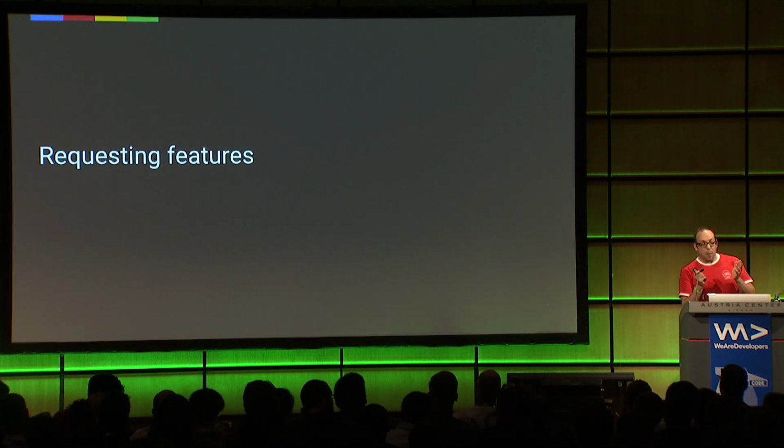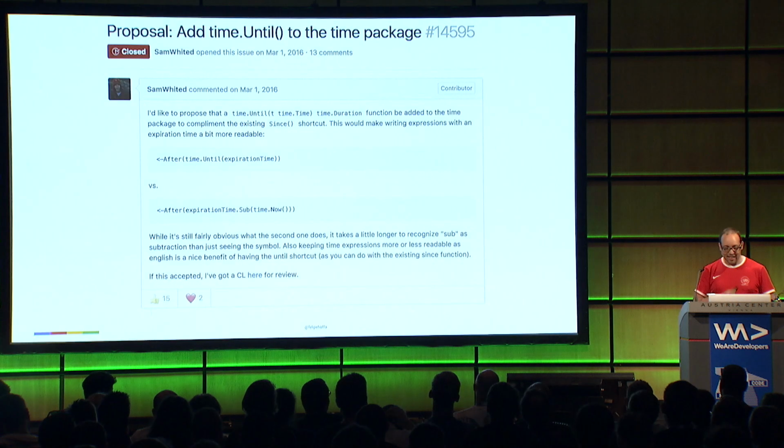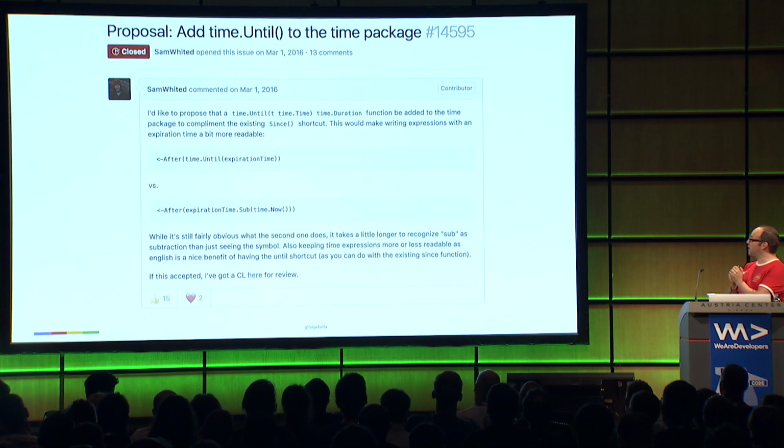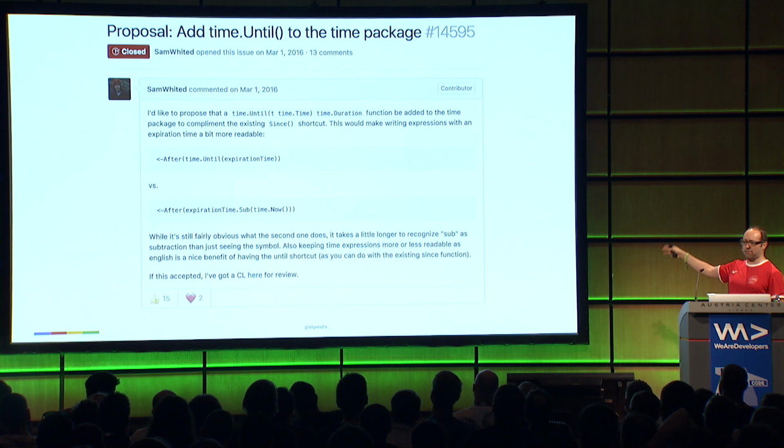Okay. Now, when you request new features, you want to be effective. For example, Sam was talking to the Go team, and he was asking, I want to write "after time until" instead of now I have to write "after expiration time's up." Well, it looks prettier, but is this a valid request? Should the team implement this?